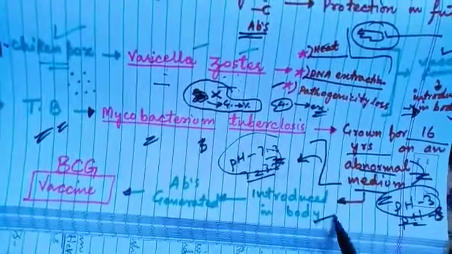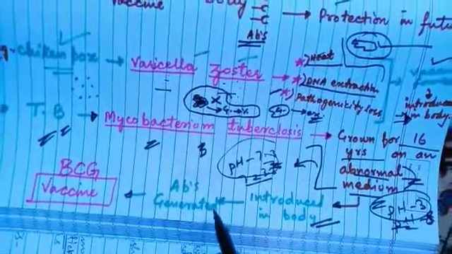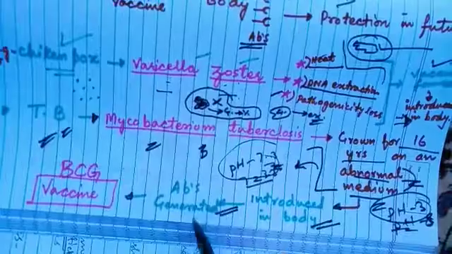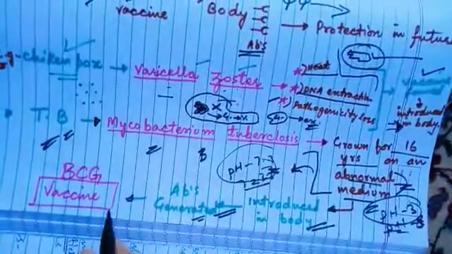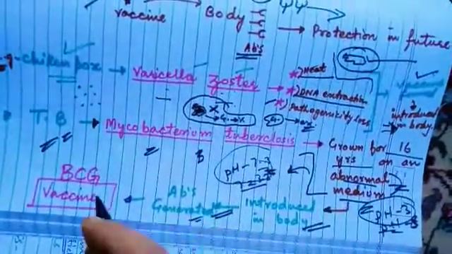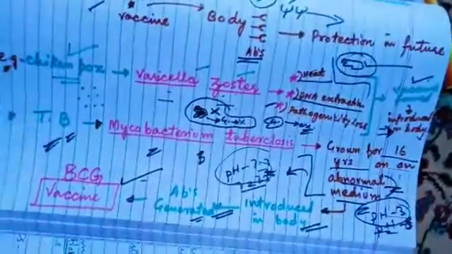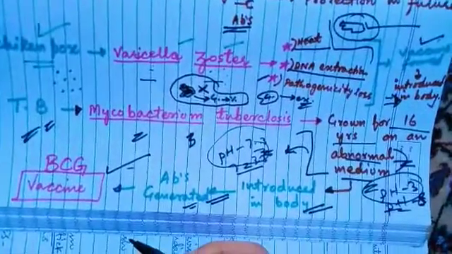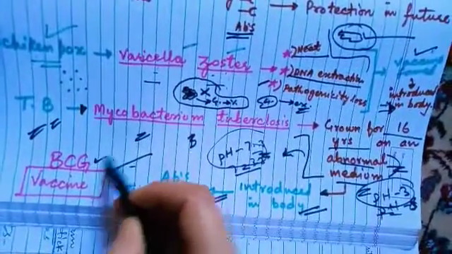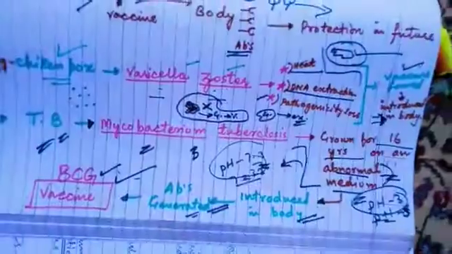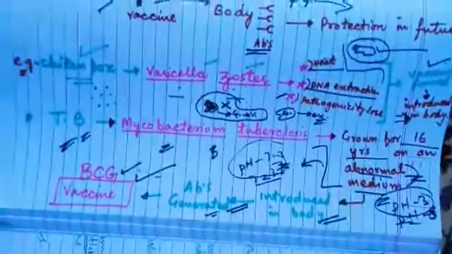Now when it was introduced in the body, it acted as a vaccine. It generated antibodies, but it does not cause TB. It acted against this disease, against Mycobacterium tuberculosis, and that vaccine is called the Bacillus Calmette-Guérin vaccine, which is given against tuberculosis.